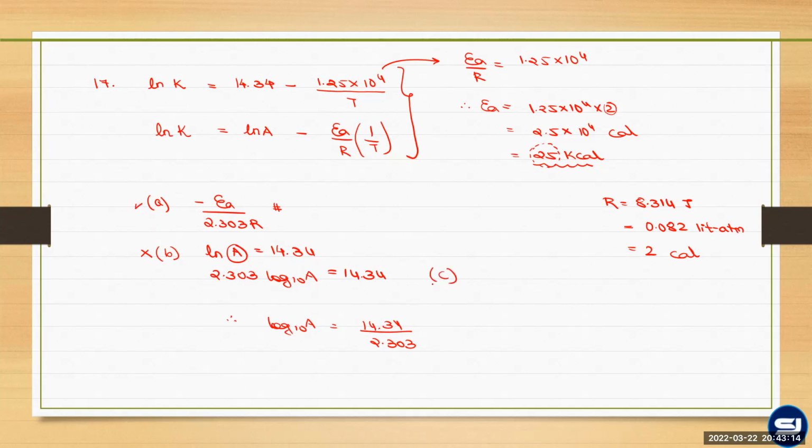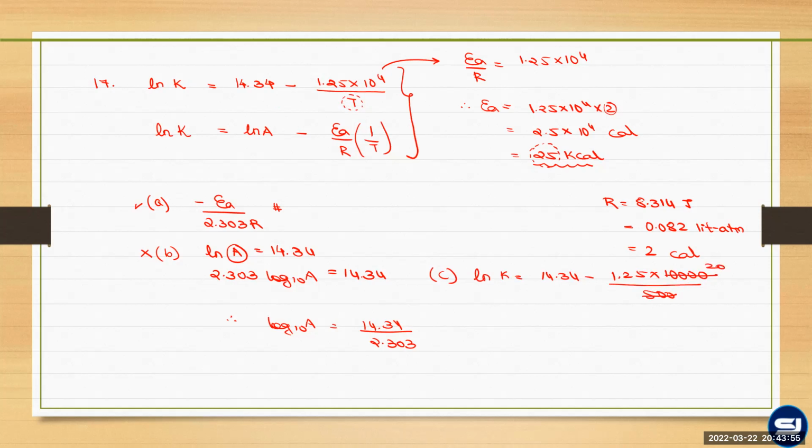Yes, sir. Option C, the rate constant at 500 Kelvin is 2.35 into 10 raised to minus 5 per second. Now to get the rate constant at 500, you have to just substitute T का value. हाँ, to get the rate constant at 500 Kelvin, आपको सिर्फ T का value 500 substitute करना है. So ln of K will be equal to 14.34 minus 1.25 into 10 raised to 4, which is 10,000 upon 500. तो ये हो जाएगा आपका 20.